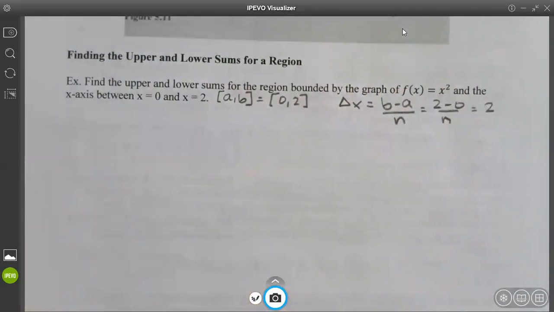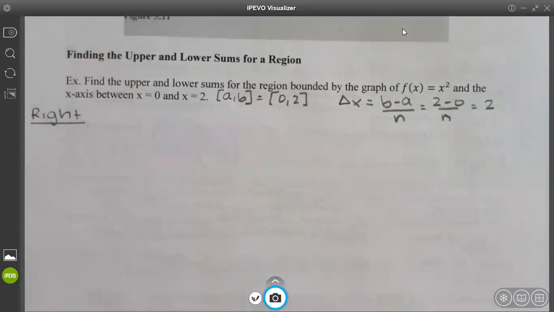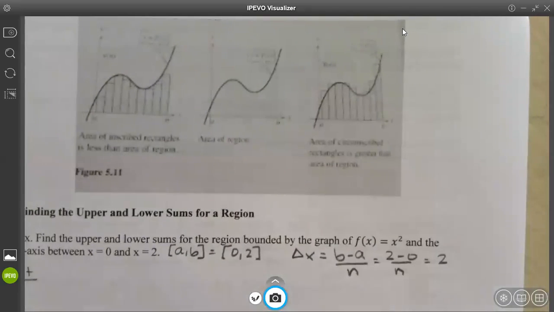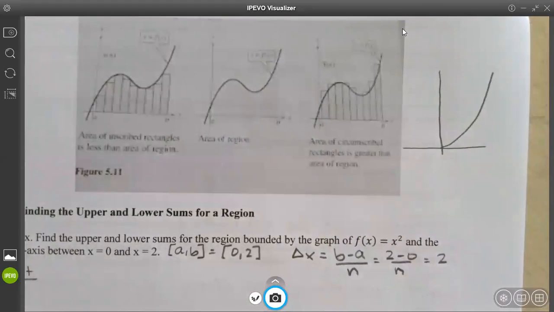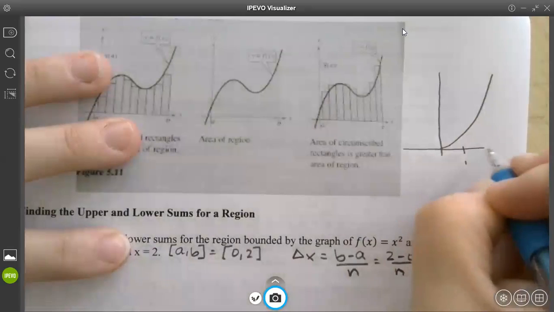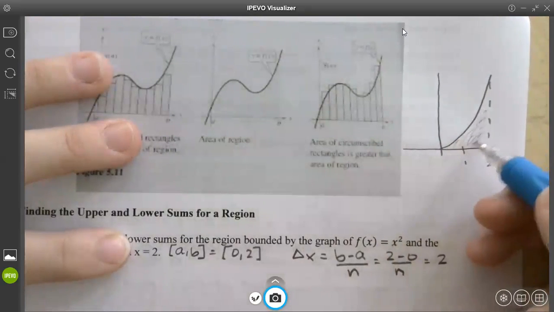Write small, please, because there's a lot to go in here. So we're going to start. Let's start with the right. Okay. So when we graph x squared, we get a U shape, right? We're going from 0 to 2. So we're trying to find this area under the curve.